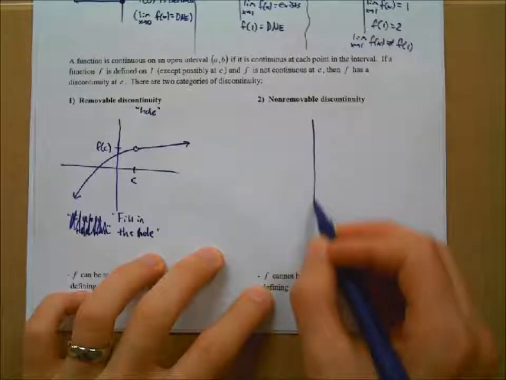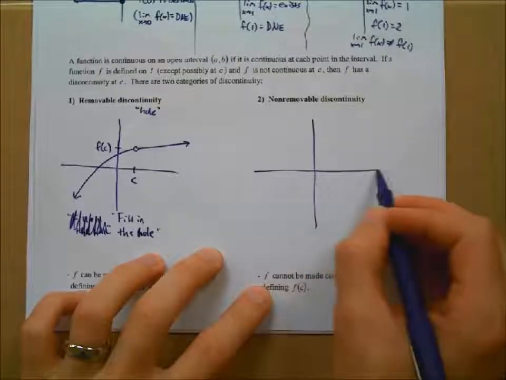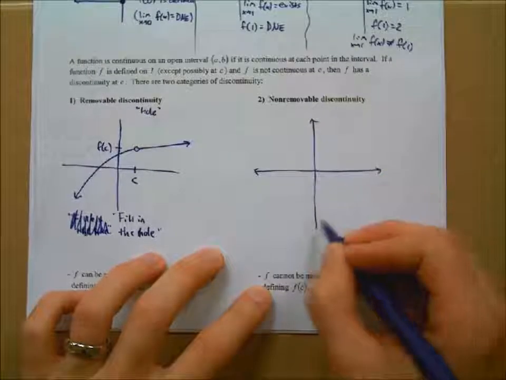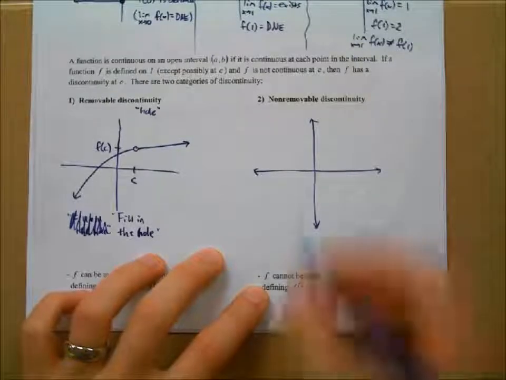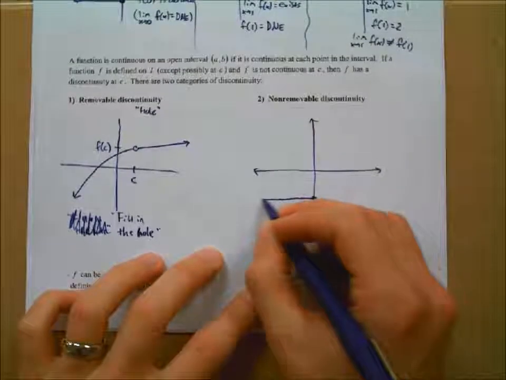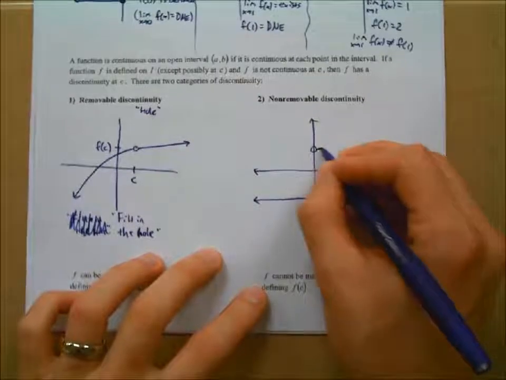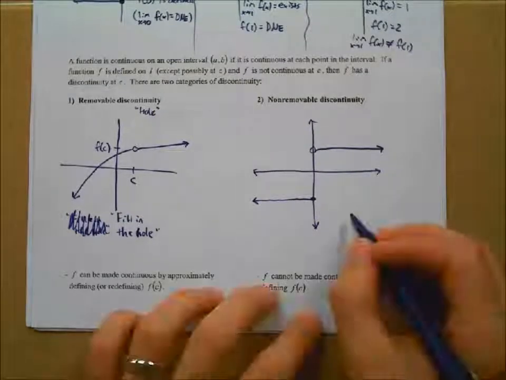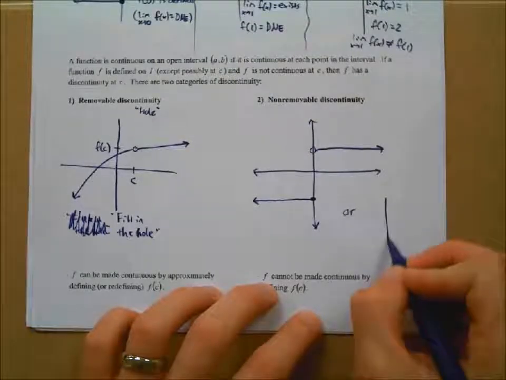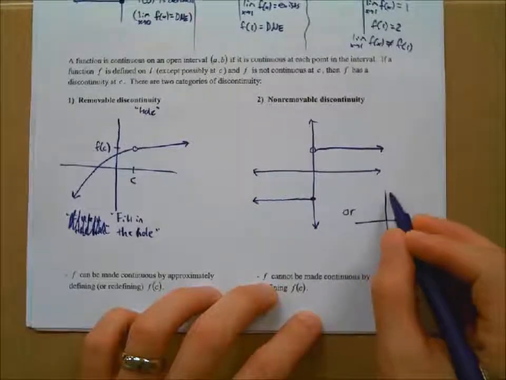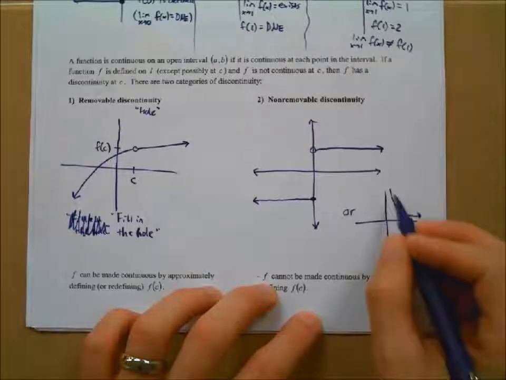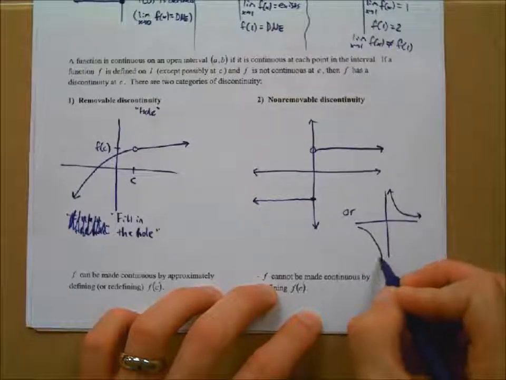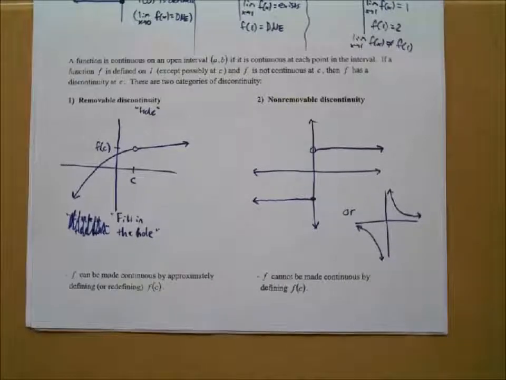Okay, non-removable discontinuities, these are essentially, well, you just really can't fix these so easily as just filling in a missing piece or a hole, right? And again, I'll use a little step function here or something like that. Okay. Or we can also see another example of a non-removable discontinuity, like a vertical asymptote. Okay, something like that as well. You know, two different pictures there.